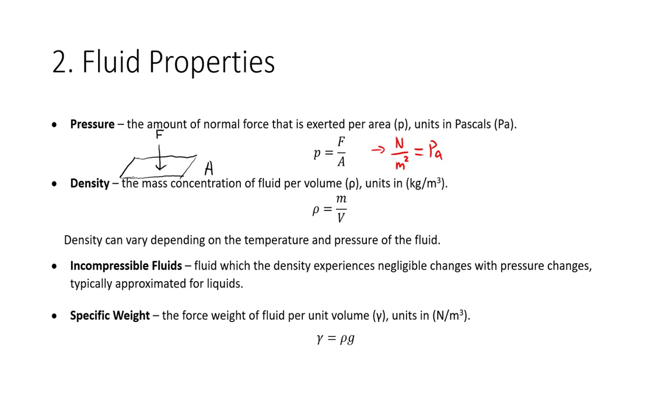So next we have density, and density is defined as the mass concentration of fluid per volume. It is represented by the Greek symbol rho, and has units of kilograms per meter cubed. Now, density equals mass divided by volume of the fluid. So this talks about how much fluid mass is concentrated within the volume that the fluid takes up.